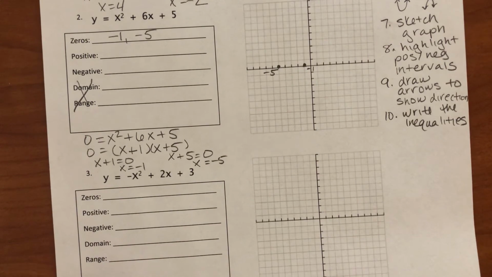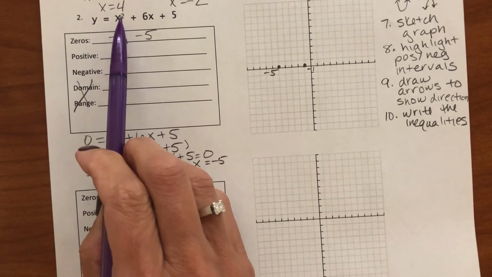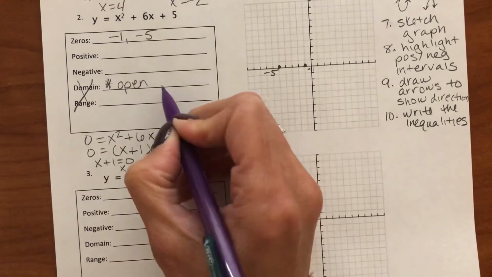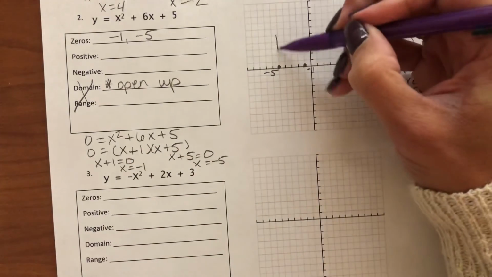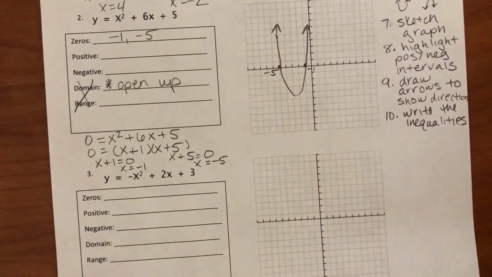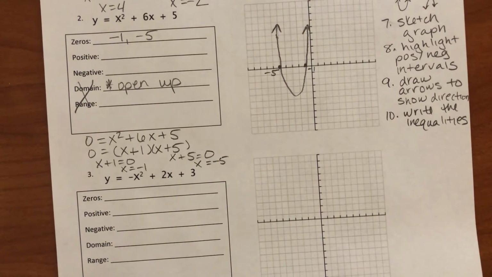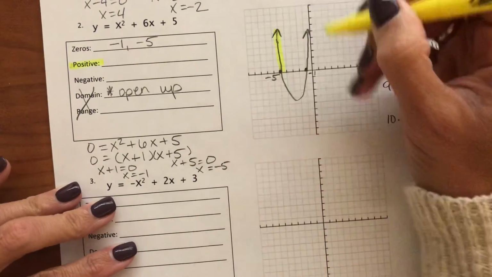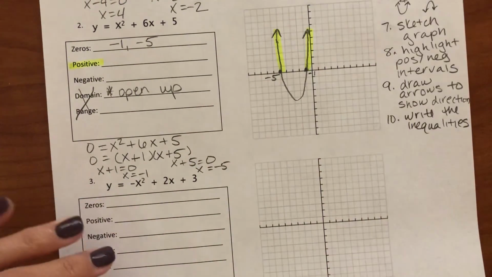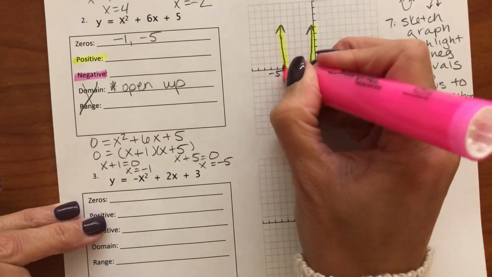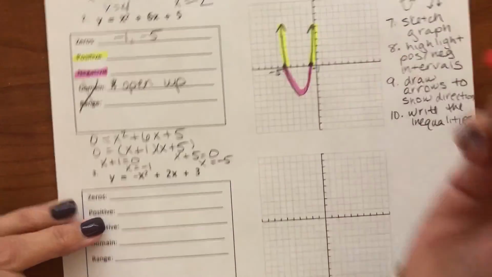And then I'm going to determine if my graph opens up or down. So I'm looking at my A value. My A value is positive, so it's going to open up. Sketch it. Now I'm ready to find my intervals. So positive is anything above the x-axis, and negative is anything below the x-axis.